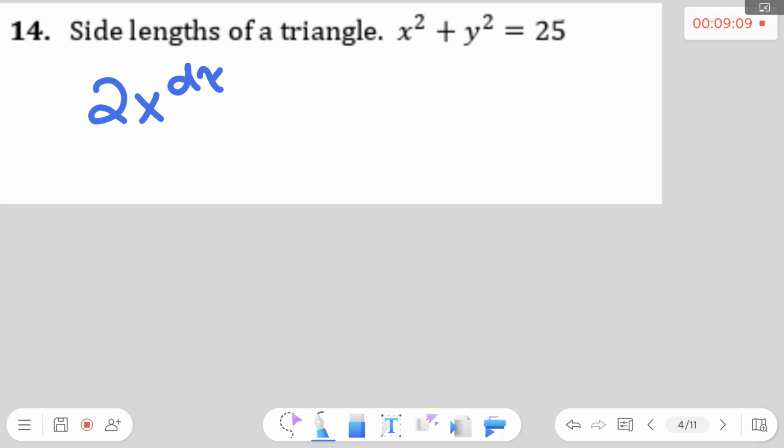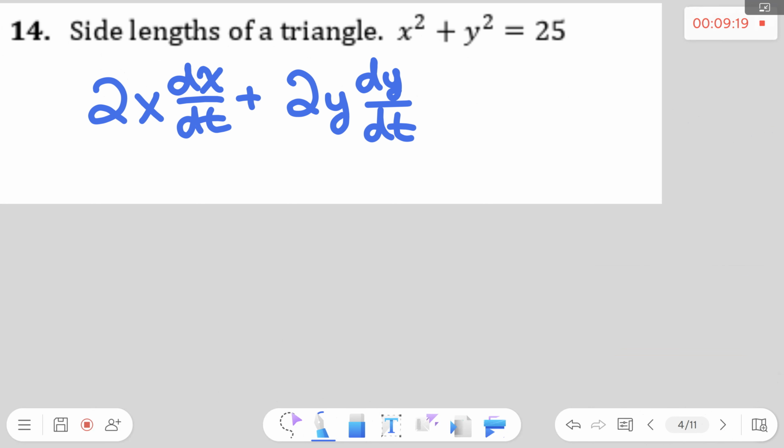2x dx/dt plus 2y dy/dt equals 0. Okay, we're taking our derivatives with respect to time, not with respect to x, with respect to time. That's the answer. That's it.